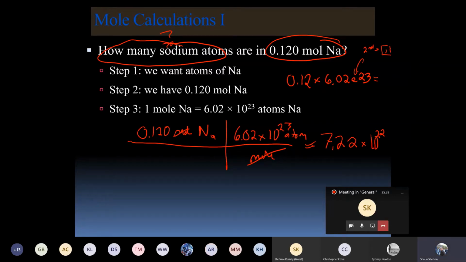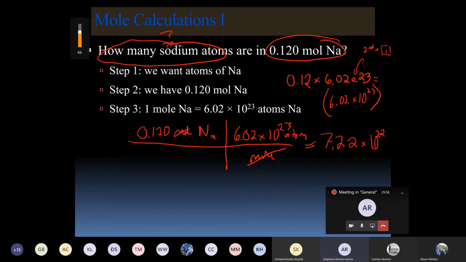Any other questions on inputting that in your calculator? If you're one of the old school people and you don't want to use this E and you want to just do it like this here, put parentheses around it. Always put parentheses.